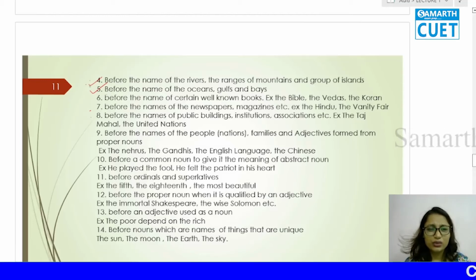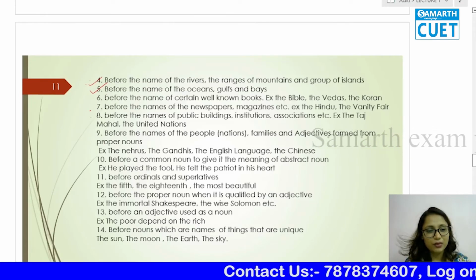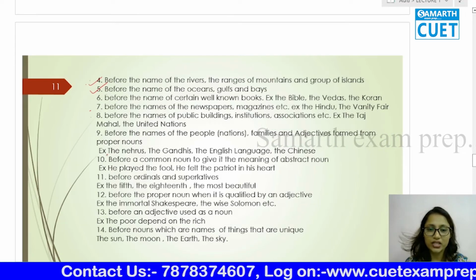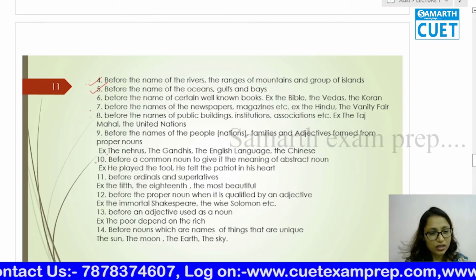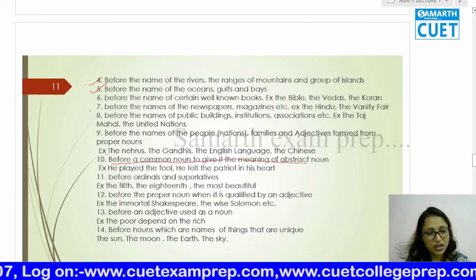So there are many rules, you just go by it. Before the names of people, nations, families and adjectives from proper nouns. That means if we call the Nehrus, the Gandhis, the English language, the Chinese, and also before a common noun to give it the meaning of an abstract noun.